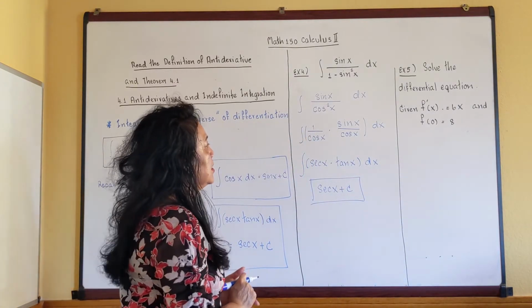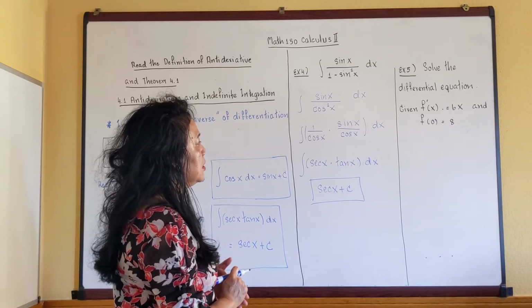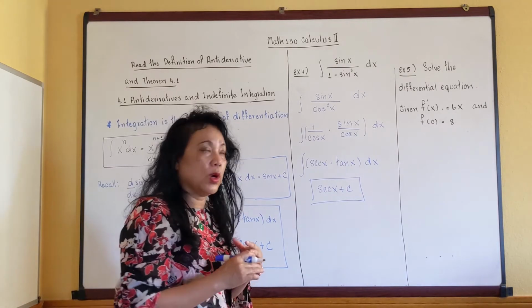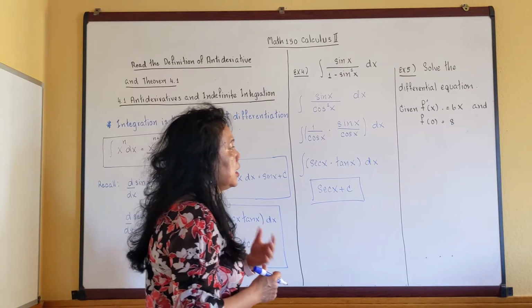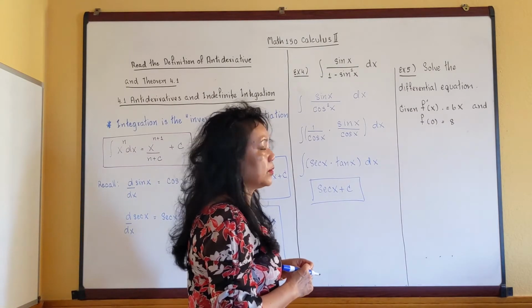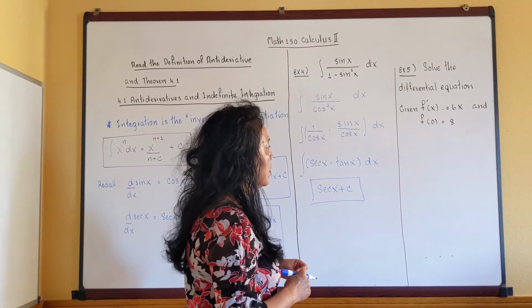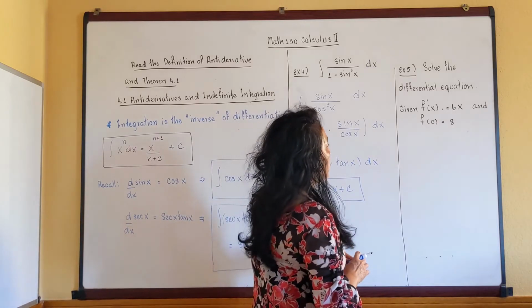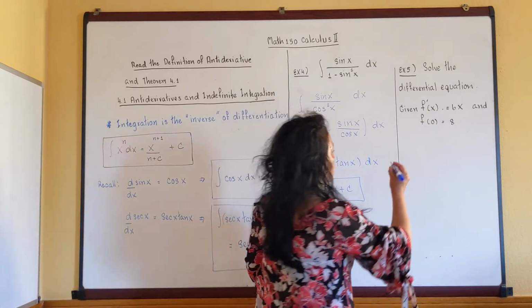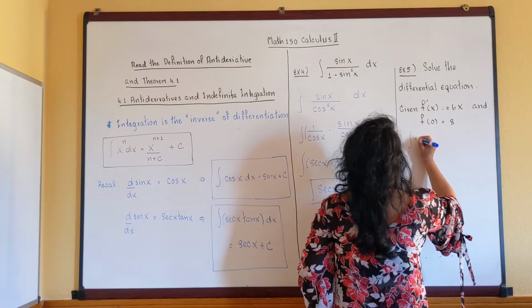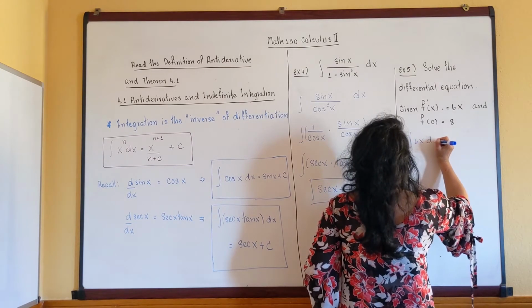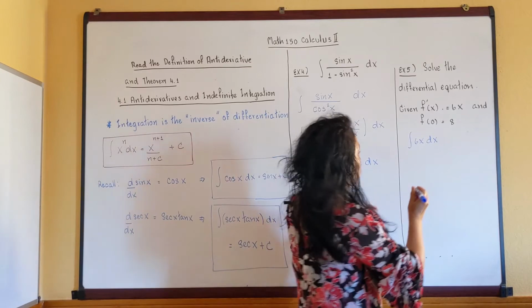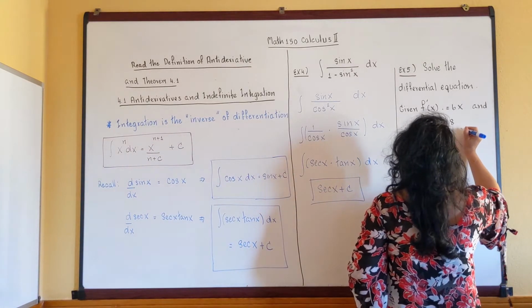Let's look at the next one. They want you to solve the differential equation. So they want you to find f of x. They're giving f prime of x is equal to 6x and f of 0 equal to 8. So I'm going to start from f prime of x. I'm going to take the integral of 6x dx. So I can take the 6 out.